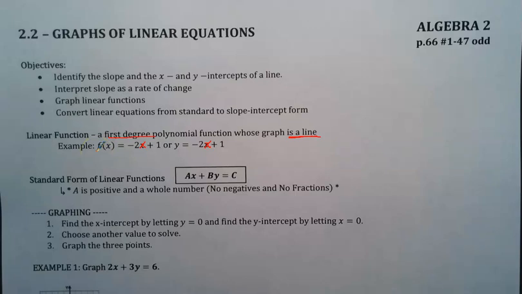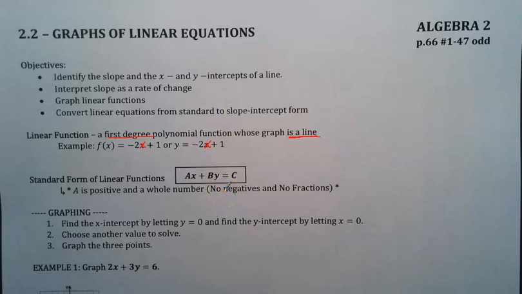Standard form of linear functions is ax plus by equals c. It's important to note, a is positive and a whole number. In correct form, a is always positive and it's going to be a whole number. So no negatives, no fractions here.